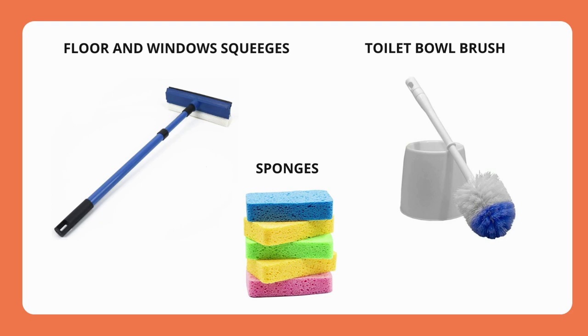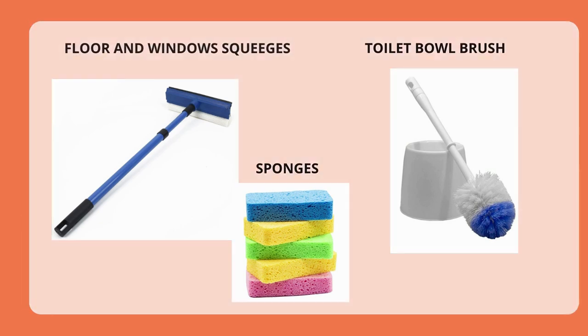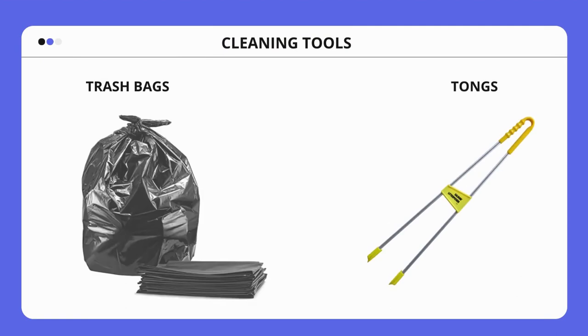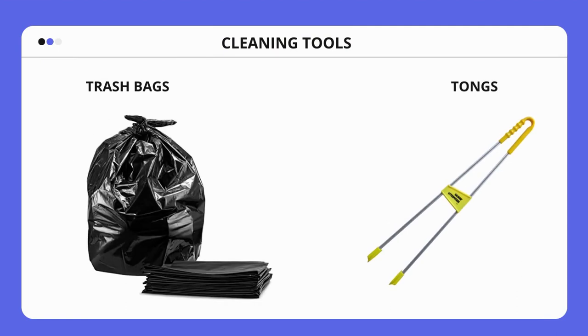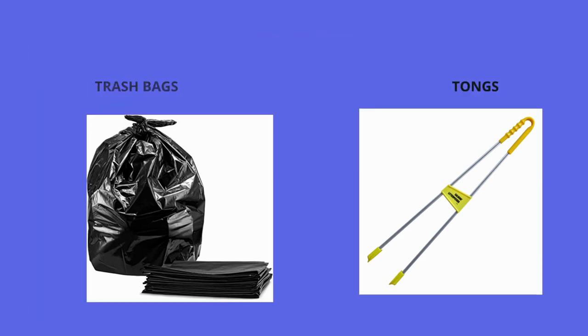Toilet bowl brush. This is used for cleaning the toilet bowls. It is provided with plastic or wooden handle for ease in reaching hidden part of the bowl. Sponges. These are made of soft materials used to clean the surfaces. Trash bags. These are used as linings for garbage containers to prevent the wet garbage from penetrating directly to the container. Tongs. These are used for picking dirt on the floor and cigarette butts from the ashtrays.